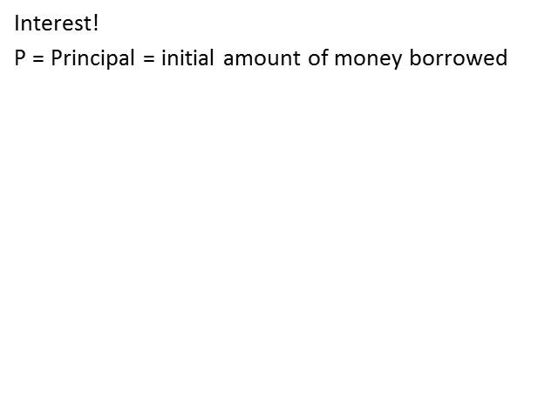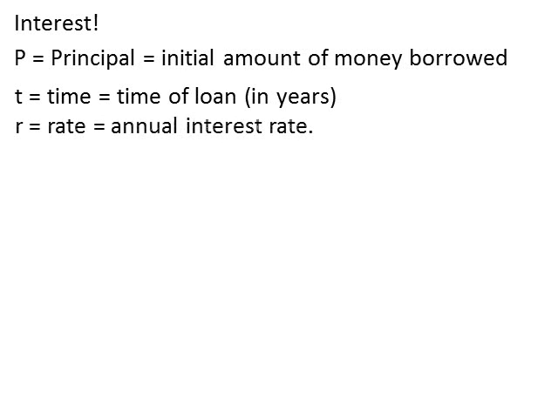Now a few things I want to define before we get into how to do the calculations. When we do interest, P is going to be the principal, which is the initial amount borrowed for the loan. T is going to be the time of a loan, and that's going to be measured in years all the time. And R is the rate, which is the annual interest rate. Annual, of course, means yearly. That's the yearly interest rate.